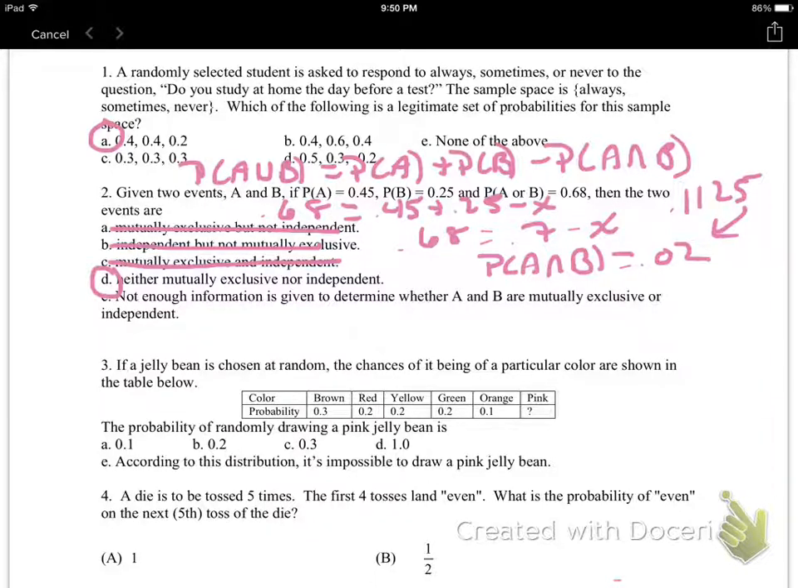Okay, let's look here at 3. They say a jelly bean is chosen at random. What is the probability that it is pink? So all of these here should add up to 1. So 0.3 plus 0.2 is 0.5, plus 0.2 is 0.7, plus 0.2 and 0.1. So what do I need for a pink jelly bean here? These all add up to 1. So it's E.